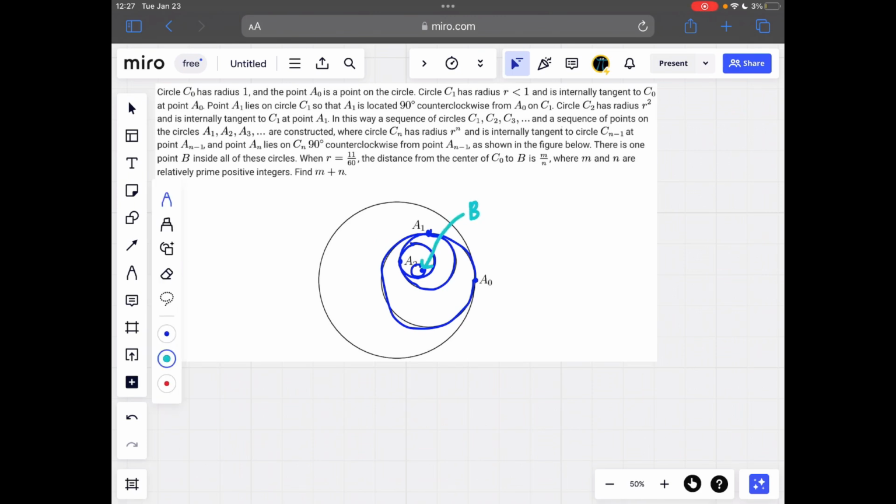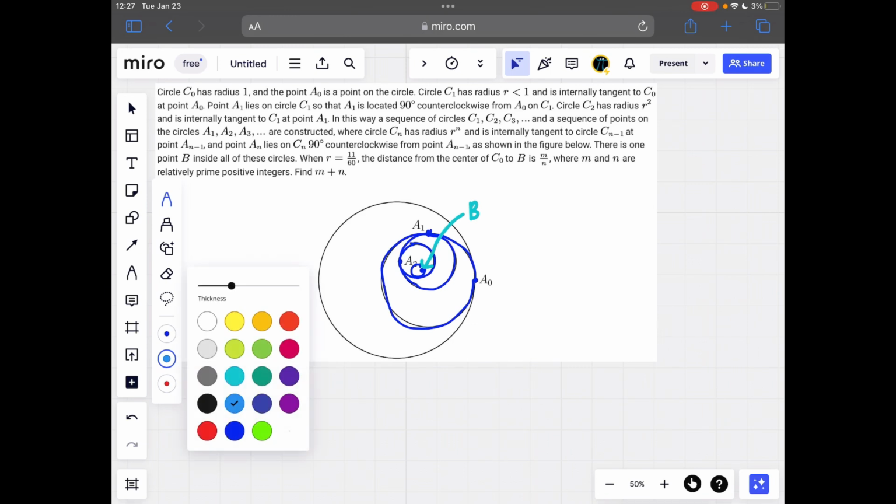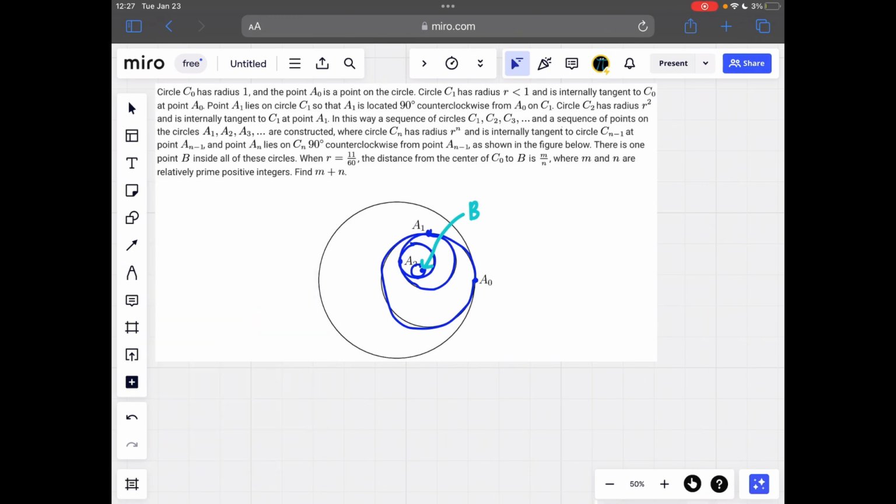And we need to find the distance from the center of C0 to that point B, where the spiral ends. The center of C0 is here, and we need to find the distance from that center to B. The center, we'll call that C. And we need to find CB. So what can we do here?